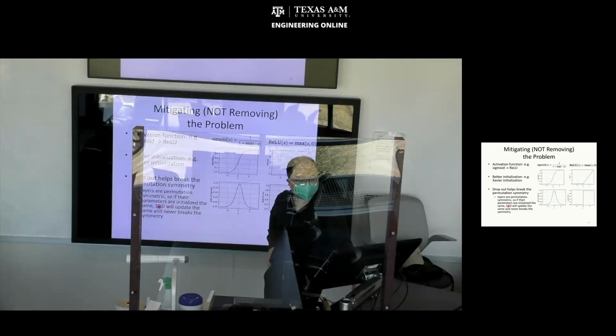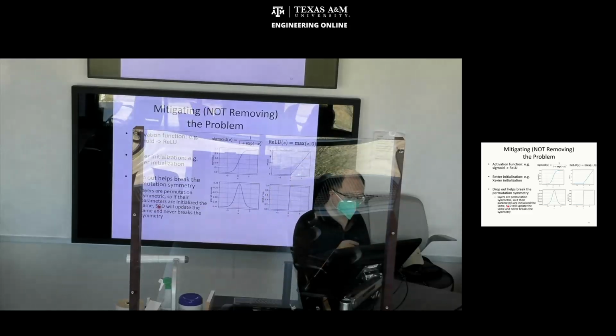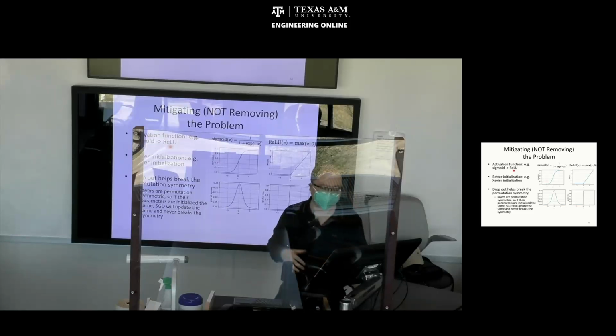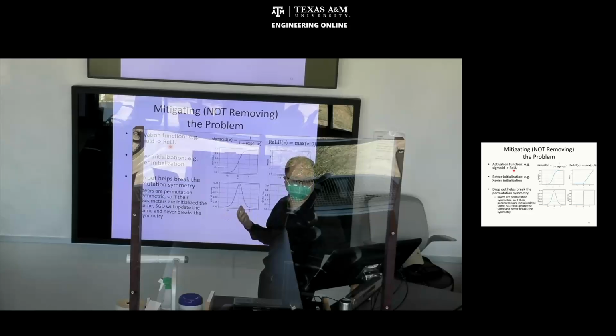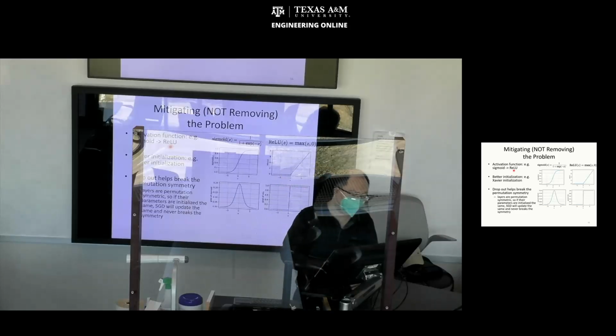So how do we address this problem, right? I'm not saying that I can completely remove the problem for the MLP, but I can mitigate or relieve the problem, right? One way is to use a different activation function, like changing the sigmoid to ReLU. That's one possibility. Another way is that you can use better initialization. Instead of random or all zero, you could use a different initialization, one following a Gaussian distribution, for instance.